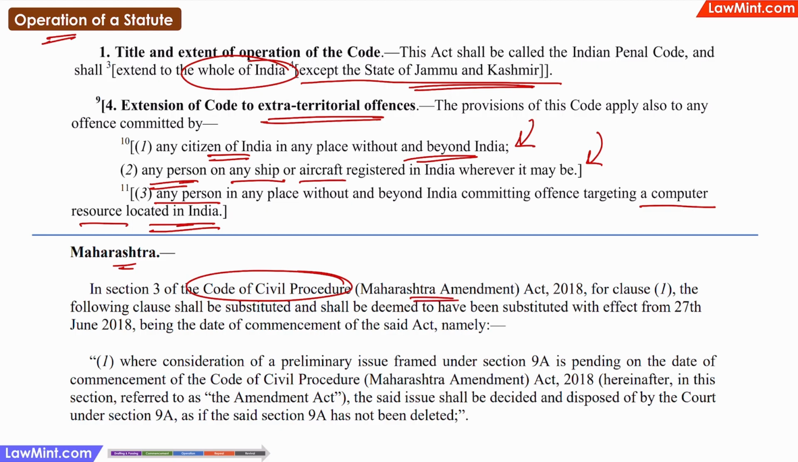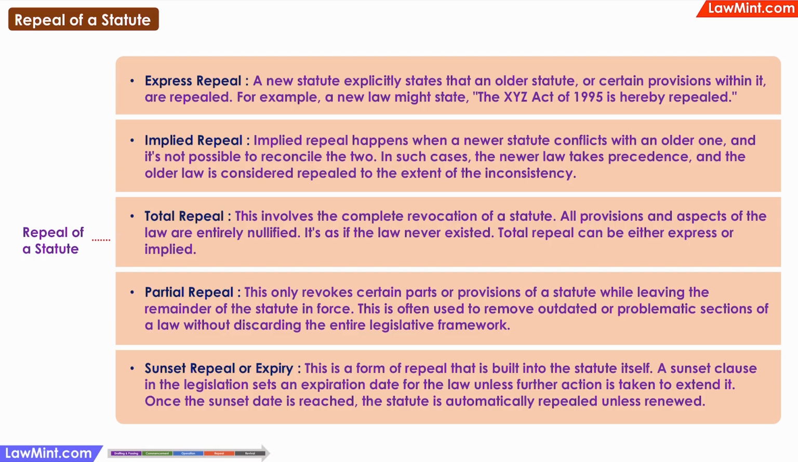So, as we can see, understanding the operation of a statute is very important in the process of interpretation of statutes. When a statute ceases to be in force, it is considered to be repealed. The repeal of a statute happens in several ways. It can be an express repeal, where a new or repealing statute is enacted, which specifically states that XYZ Act of such and such year is hereby repealed.